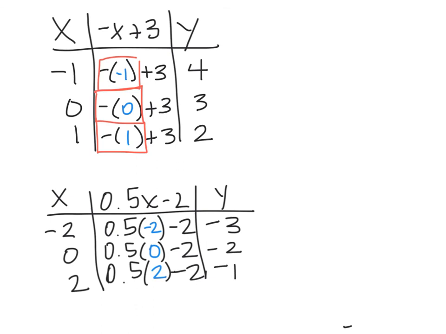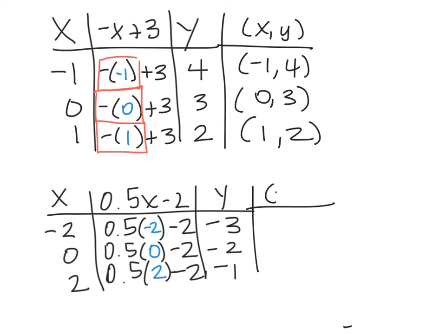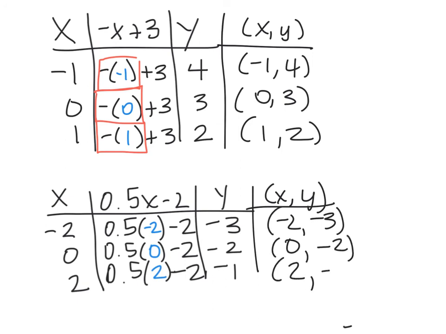On your scratch paper, you can even add another column over here for your ordered pairs. And again, this is just to help you organize your thoughts. That is quite sloppy, and I can draw that better. So my ordered pairs here are -1, 4; 0, 3; 1, 2. And let me extend this one. -2, -3; 0, -2; and 2, -1.